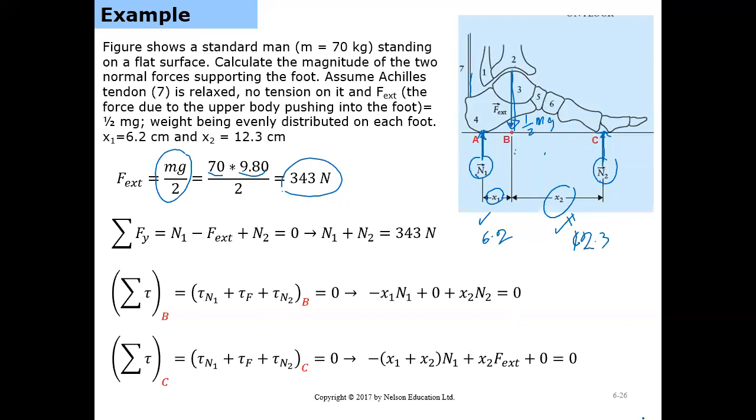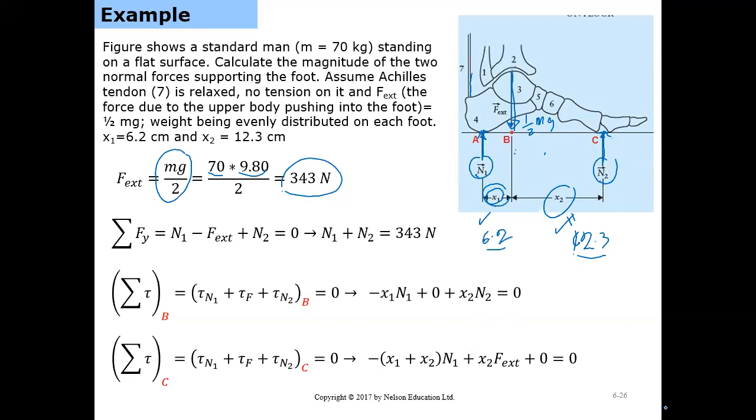Your weight will be on the foot. It is given, this is from experiment or whatever. The X1 is equal to 6.2, and this is equal to 12.3. So your heel is going to get more pressure than the toes touching the ground. That is a fact, right?